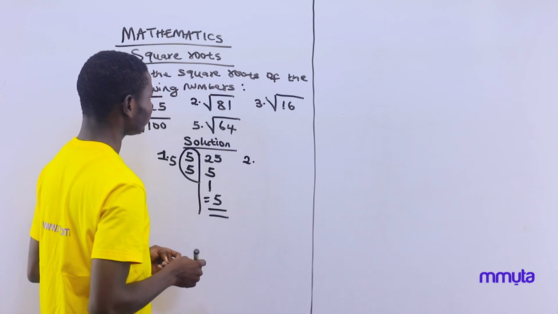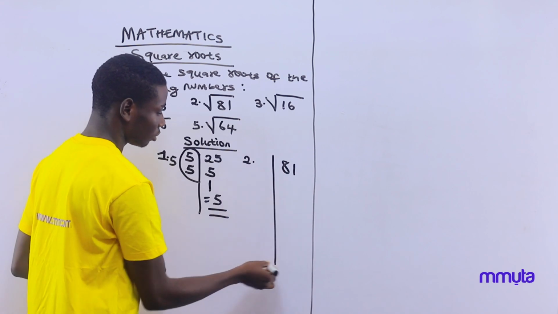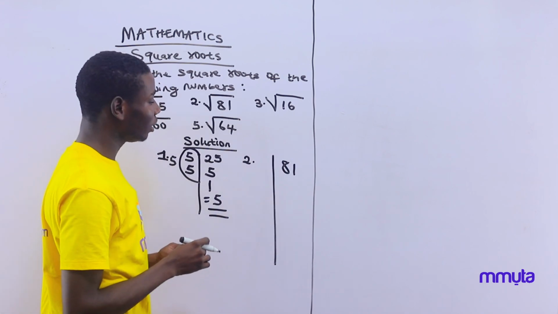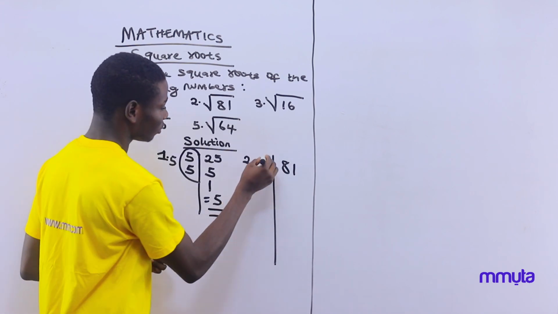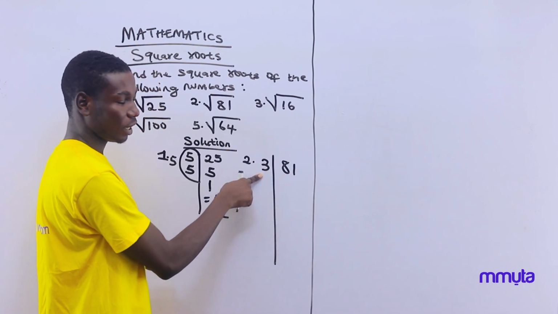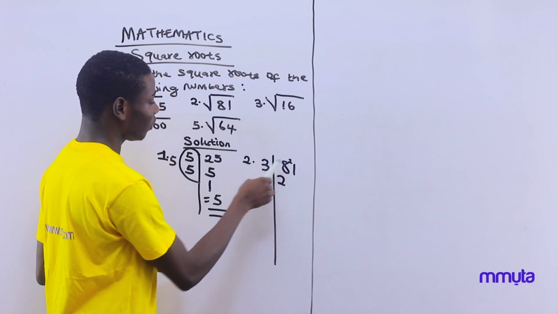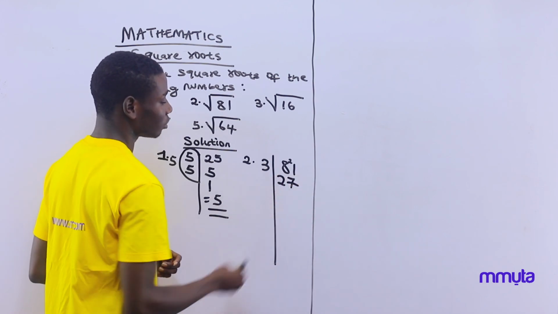Number 2, square root of 81. We look for a number that can divide 81, which is 3. We pick them one after the other. 8 divided by 3, we have 2. Remainder 2. 21 divided by 3, we have 7.